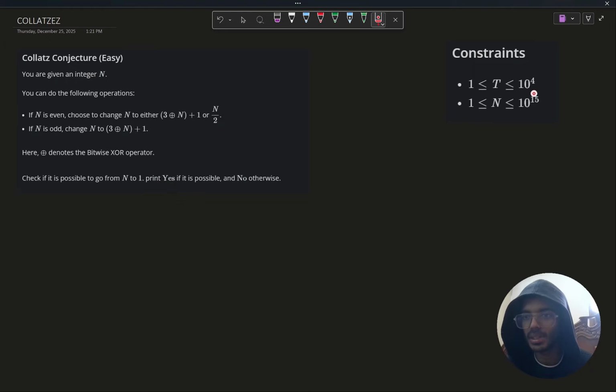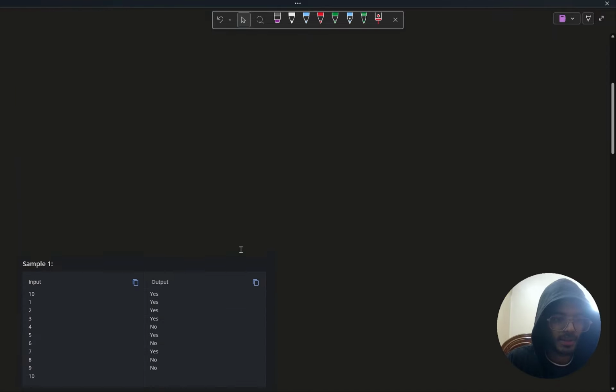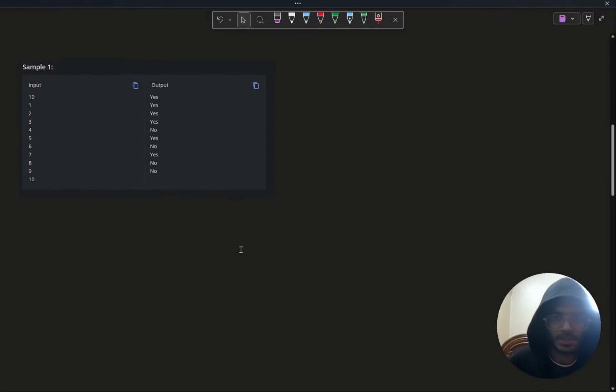Now in the test cases, we are given that the number of test cases will lie between 1 and 10 raised to the power 4 and n will lie between 1 and 10 raised to the power 15. So we need to come up with some really efficient method to check this, right? Now let's see the sample inputs once to make it much more clear.